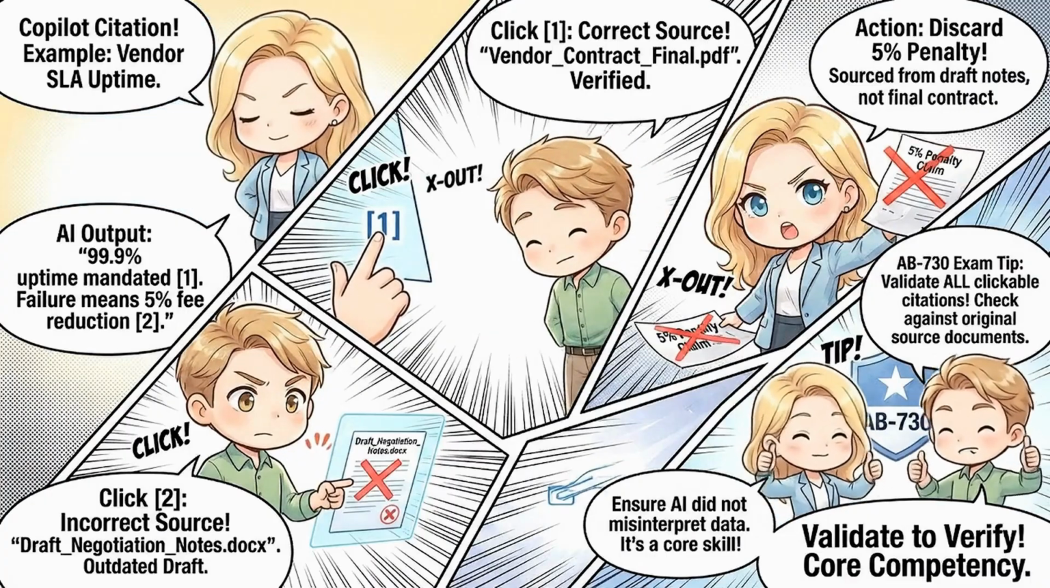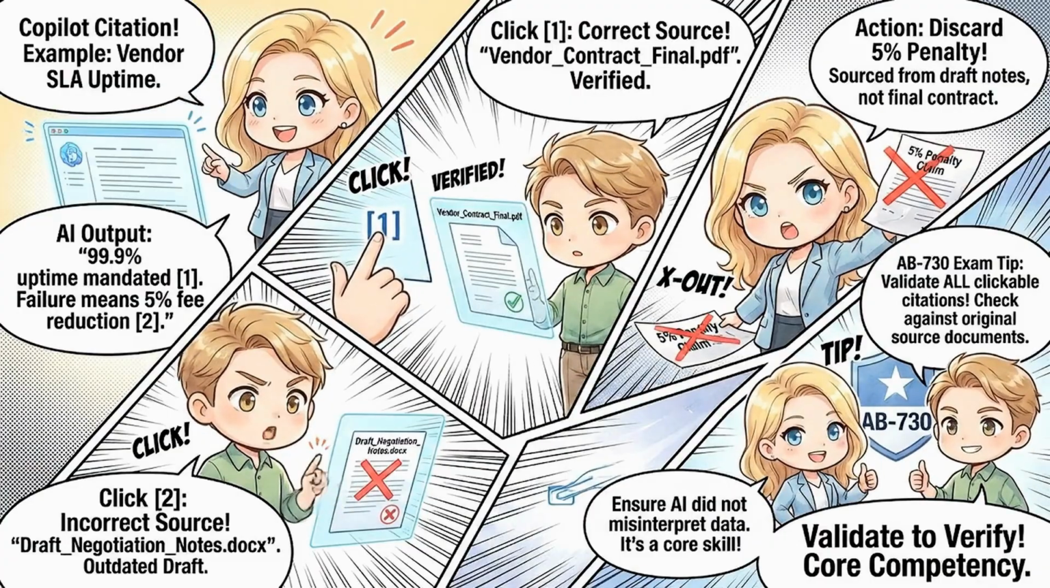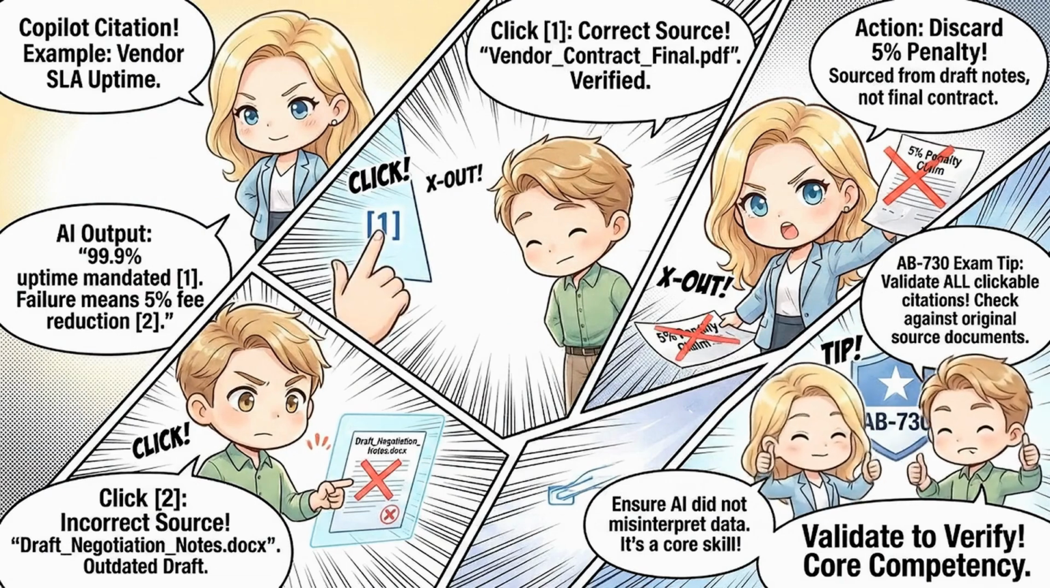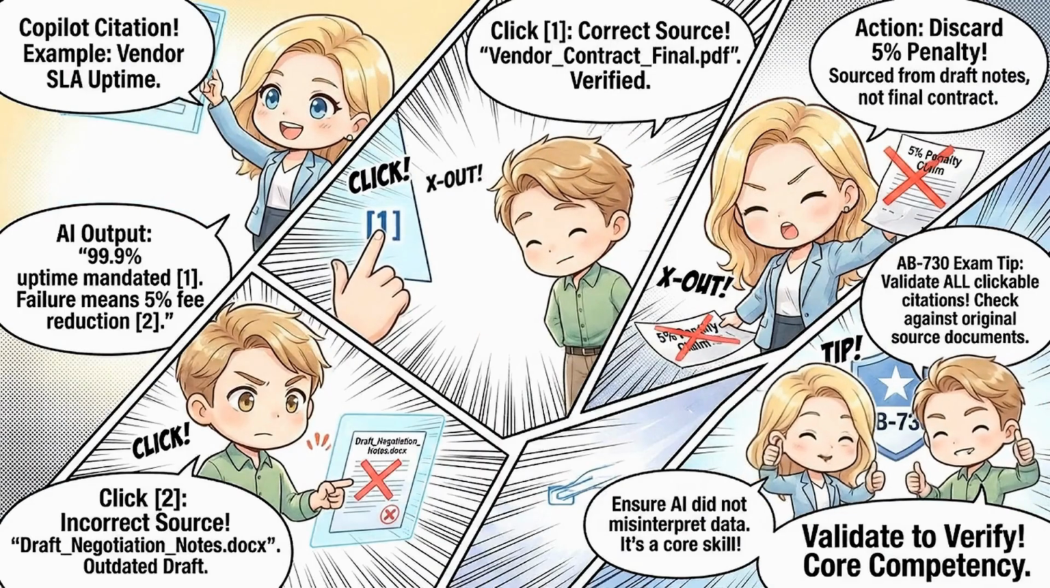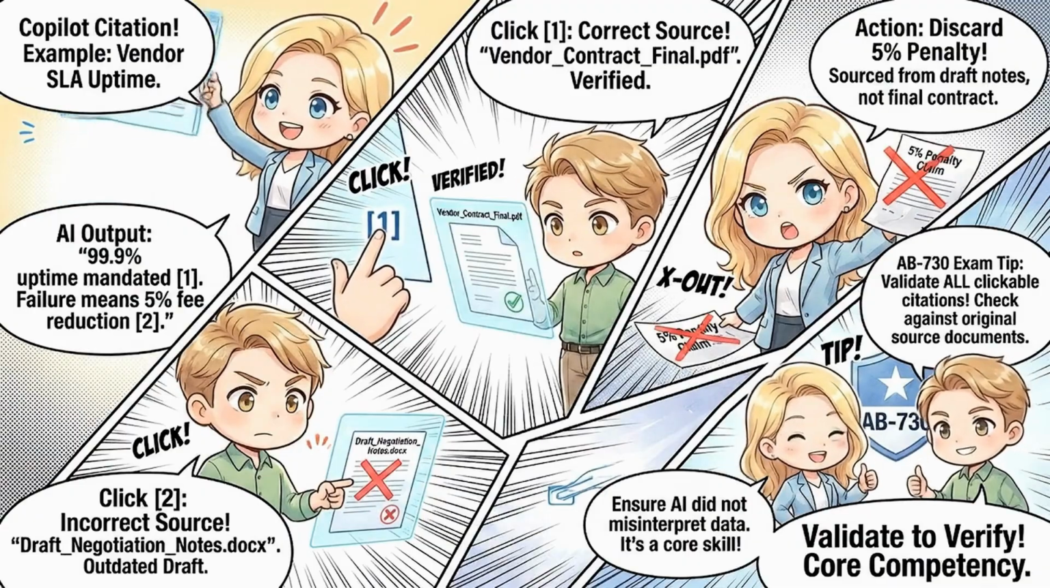Let's look at a simulated Copilot UI example to clarify. Imagine Copilot outputs: "Based on recent procurement files, the new vendor SLA mandates a strict 99.9% uptime for all cloud services. [1] Failure to meet this metric results in a 5% reduction in the monthly licensing fee. [2]" As a user, you click 1 and it opens vendor_contract_final.pdf, which you verify as the correct source. However, when you click 2, it opens draft_negotiation_notes.docx, which you identify as an incorrect, outdated source.